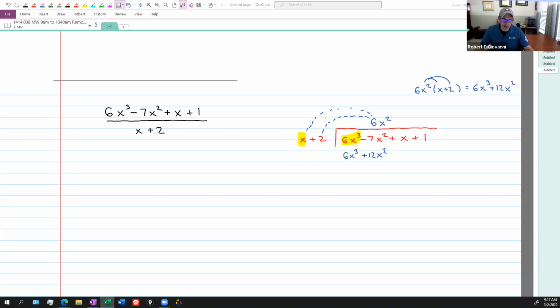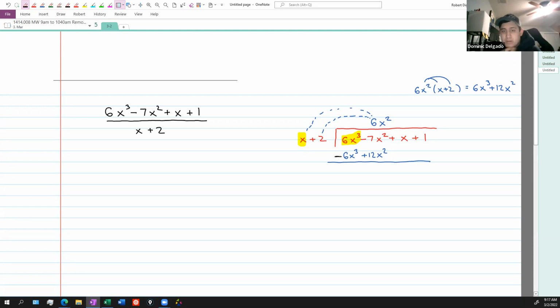What do I need to do? I mean, Malak helped us get the 6x squared, right? And I multiplied it through and got this. What's the critical next thing I have to do? Oh, you gotta subtract it all. Subtract it. Okay, good. So when you subtract it, it really just changes the signs, right? That's all it does. So if it was positive, it now becomes negative, right? So tell me what, Dominic, would my next line be?